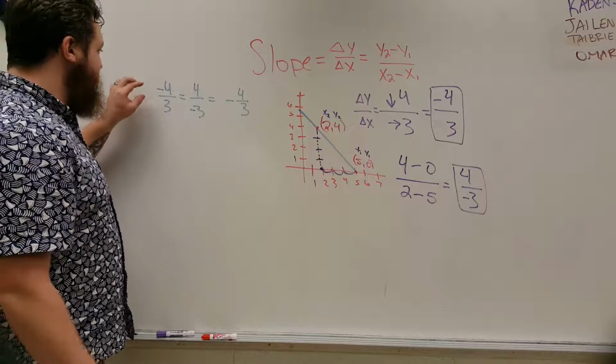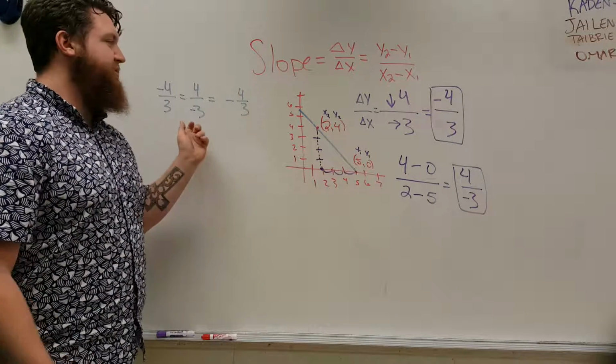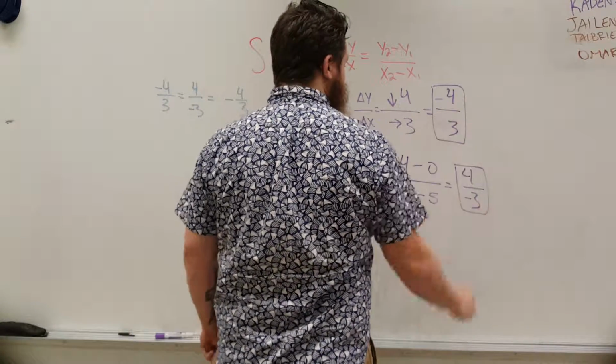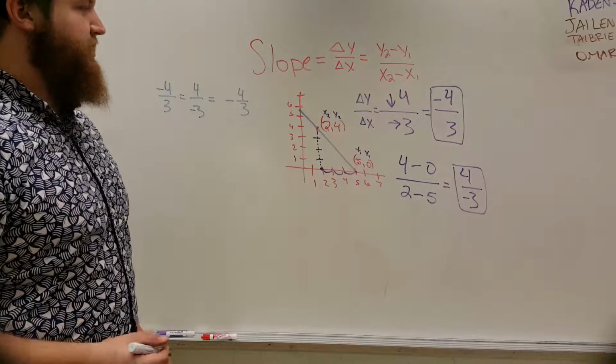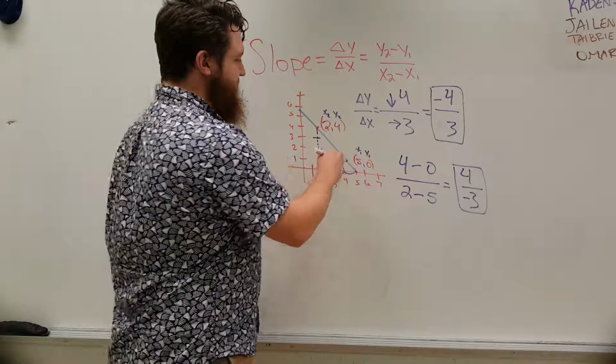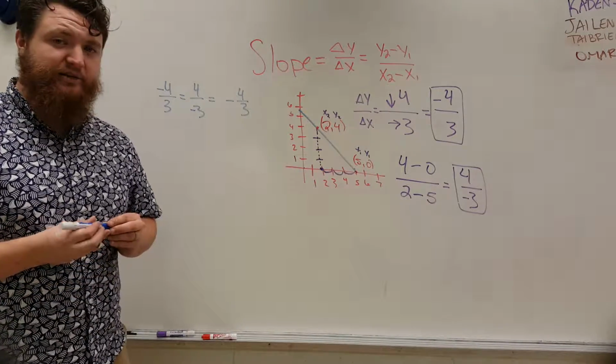So I don't need the negative. It doesn't matter if the negative goes on top or bottom. It makes the whole fraction negative. These all three mean the same thing. So did I get the same answer? Yes. I got negative 4/3 on both of them, whether I just counted down and over or if I use my points, x2, y2, x1, y1. Okay, so that's finding slope on a graph.